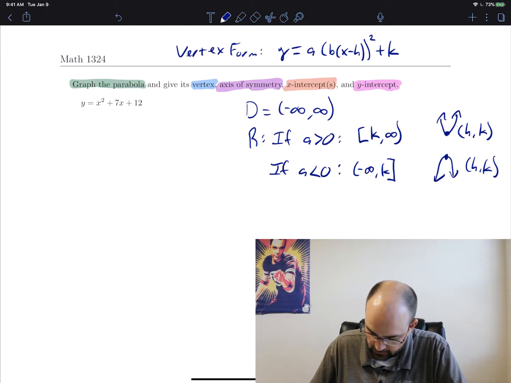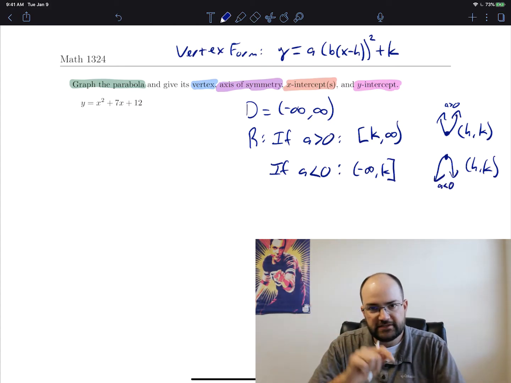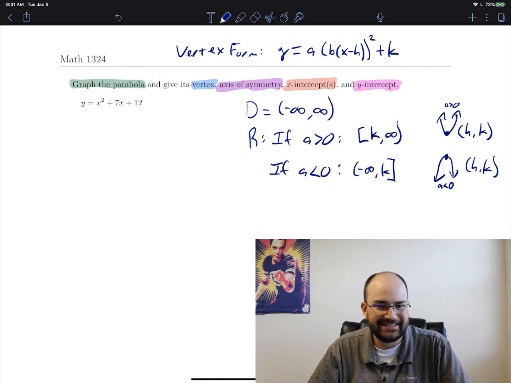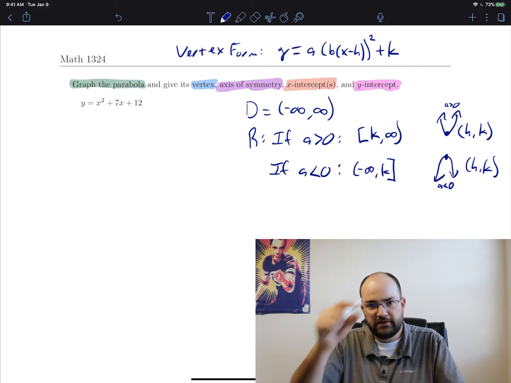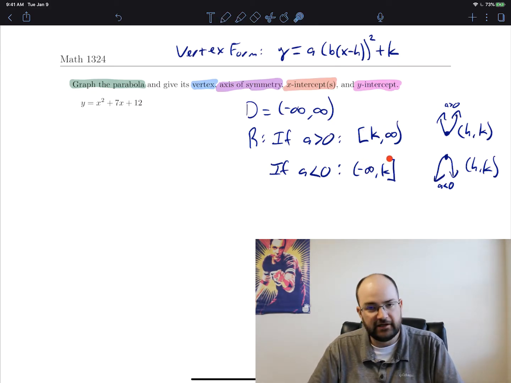So this is for a being positive, this is for a being negative. If a is positive, it's opening up and the vertex is a minimum. If a is negative, it's opening down and the vertex is a maximum. And that affects whether the range is k to infinity or negative infinity to k.